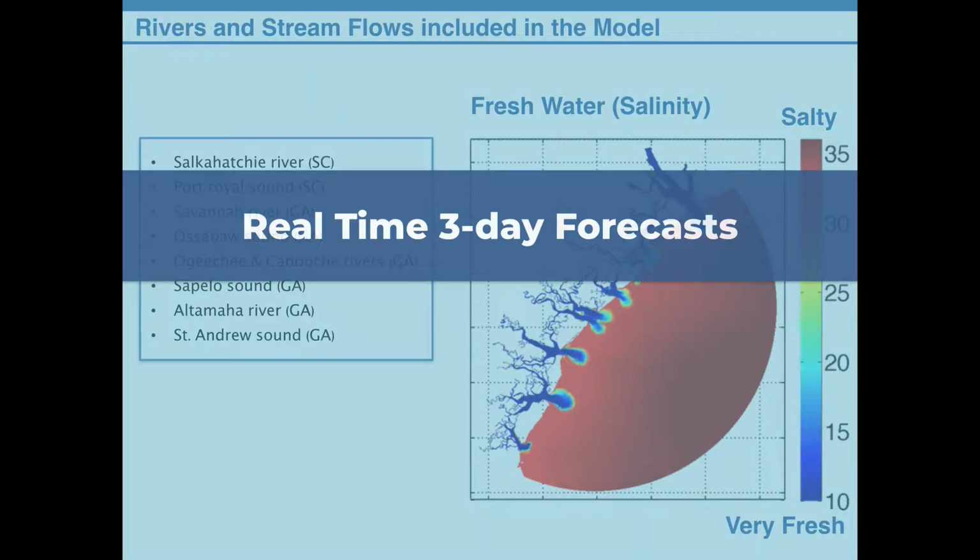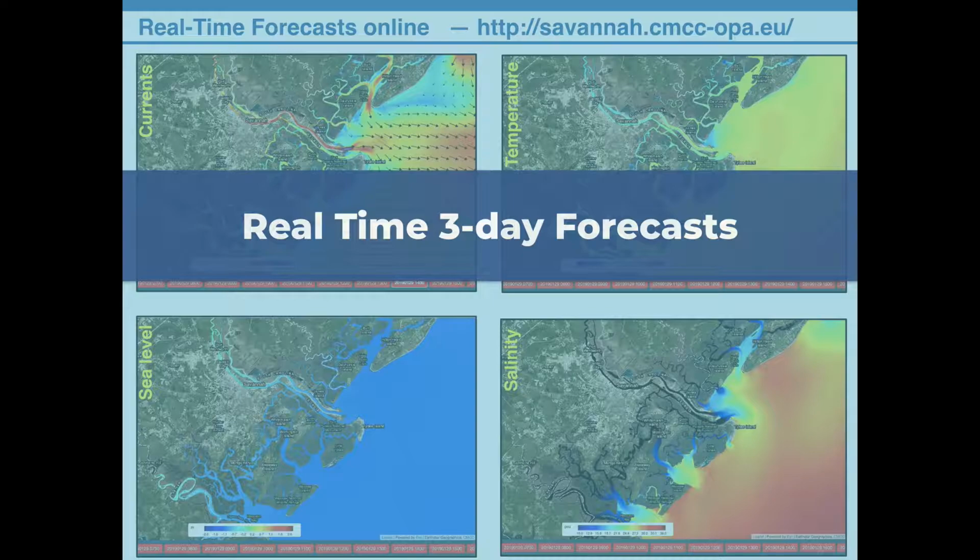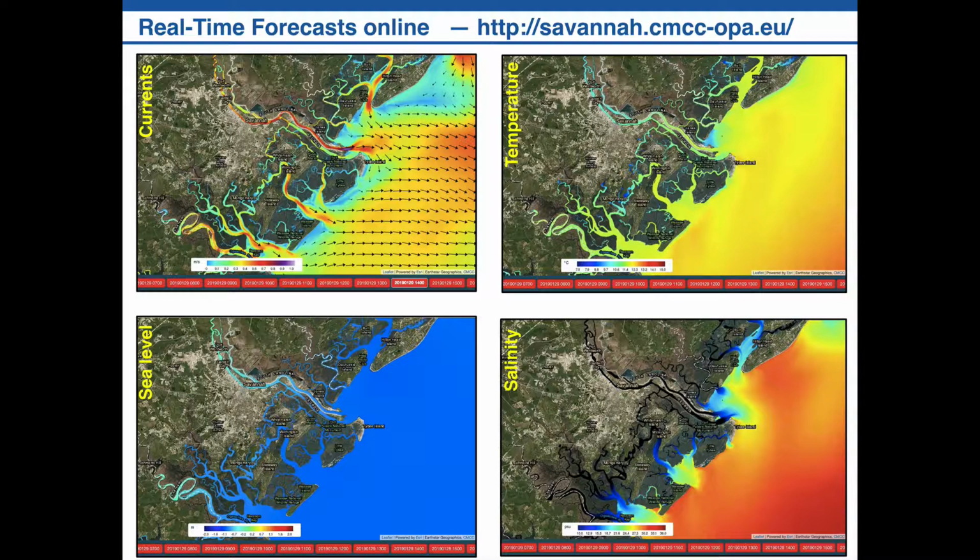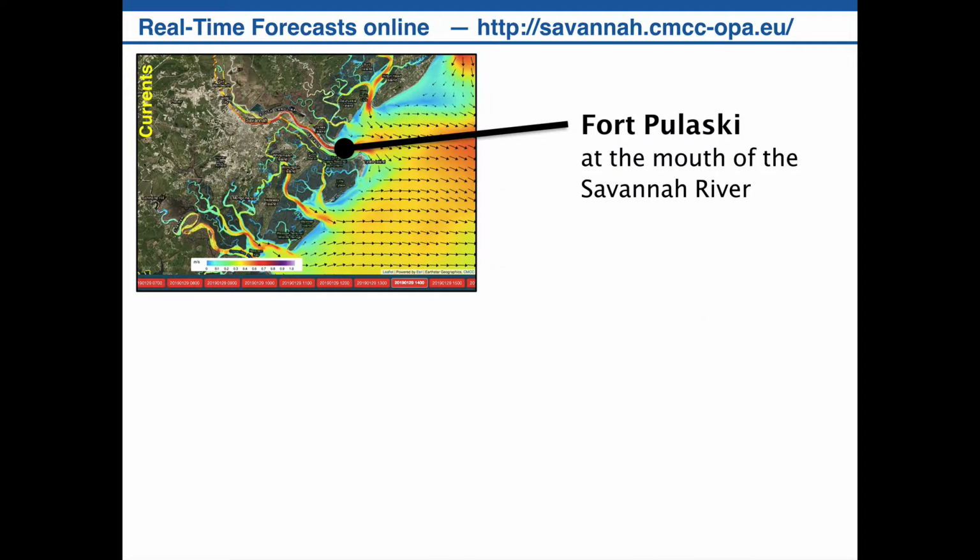Using this model, at this time we have an automatic system that provides real-time 3-day forecasts. I want to provide you a quick overview. This is the website where these forecasts are posted. At this website, you will be able to find things like currents, temperature, salinity, sea level, and you can use this interface to zoom in on particular regions.